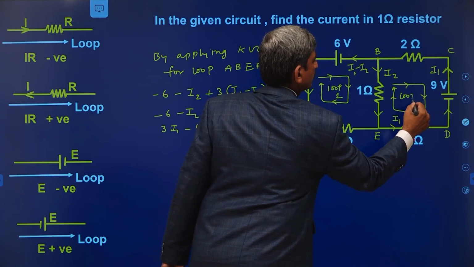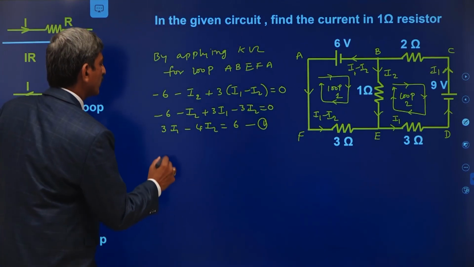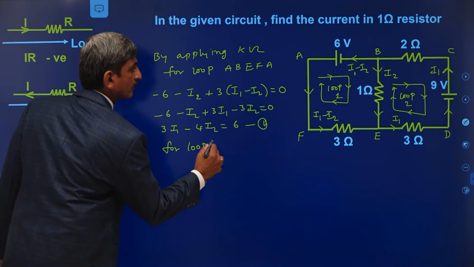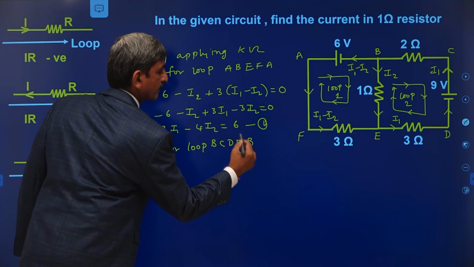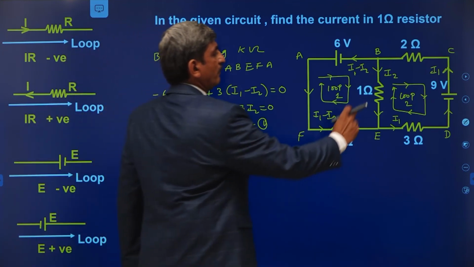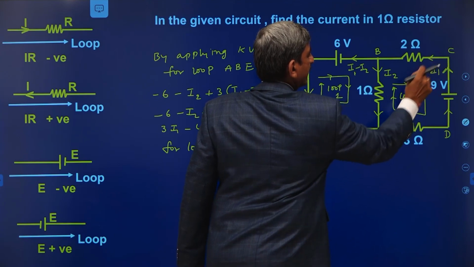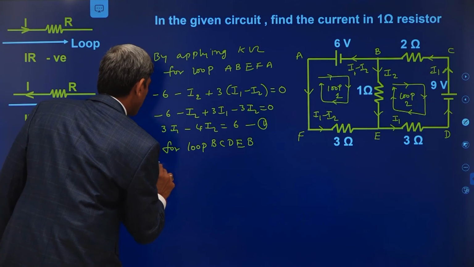This is the loop 2. For this loop, if we apply Kirchhoff's voltage law, what can we write? When we are moving from B to C, the direction of the current and the direction of the loop are opposite. So IR is positive, plus 2I1.